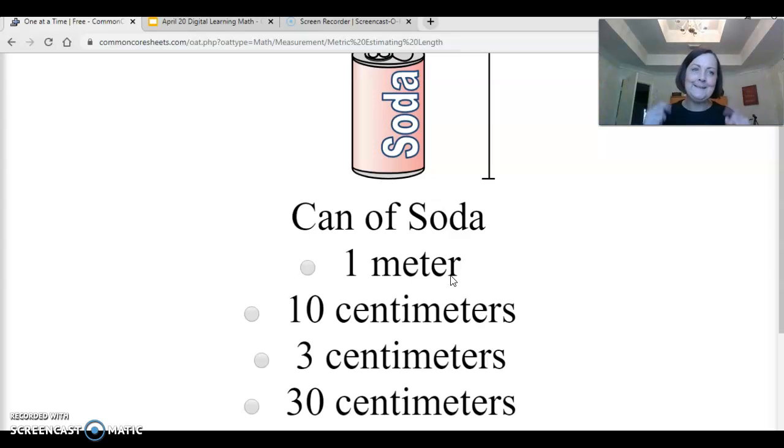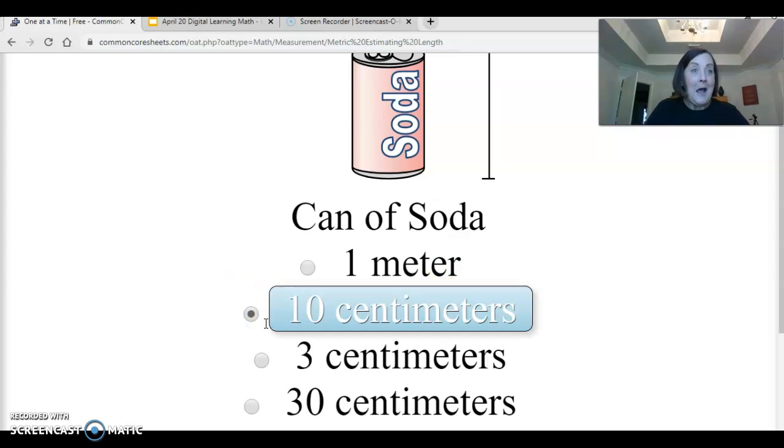No, that's a silly answer. 10 centimeters. 1, 2, 3, maybe. 3 centimeters? No, that's too small. 30 centimeters. Isn't that what we just said for the box of cereal? Is a can of soda the same size as a box of cereal? No. So what should we go with, boys and girls? I hope you said 10 centimeters.